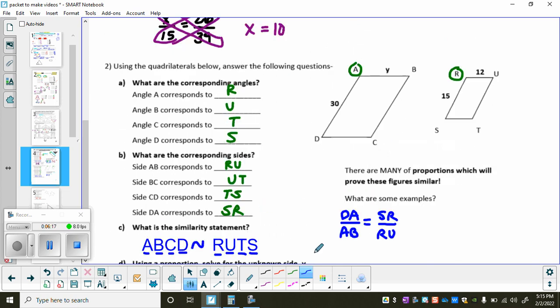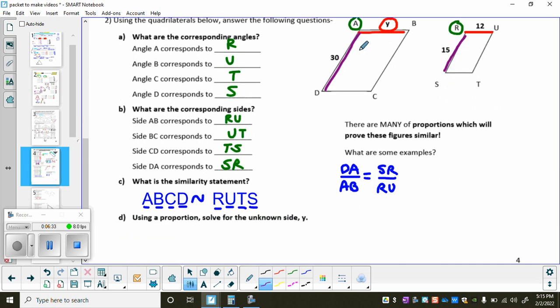Now we want to try to find side Y, and side Y is up here. So we can say that this side, our unknown, matches with the 12. I've got those there in red. And then in purple, I can show that the 30 matches up with the 15. So when we're setting up our proportion, again, we're trying to show that purple goes with purple. So we've got the given ratio that the 30 shrunk down to a 15. And then we can use that to say, okay, the Y shrinks down to a 12.